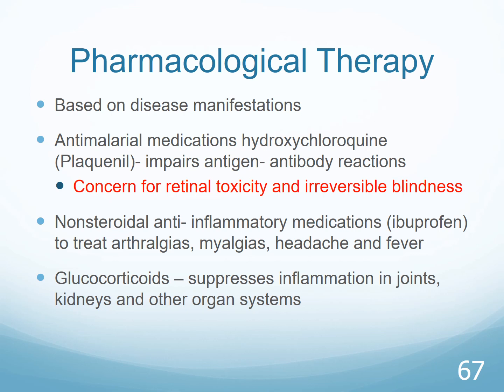Non-steroidal anti-inflammatory medications such as ibuprofen will treat arthralgias, myalgias, headaches, and fever. So again, we are going to treat the manifestations as they occur. And then steroids, the glucocorticosteroids, to suppress inflammation in joints, kidneys, and other organ systems. And again, these steroids are not medications that can be stopped abruptly. They need to be weaned. There needs to be a tapered dose.